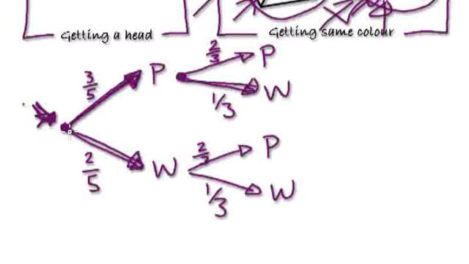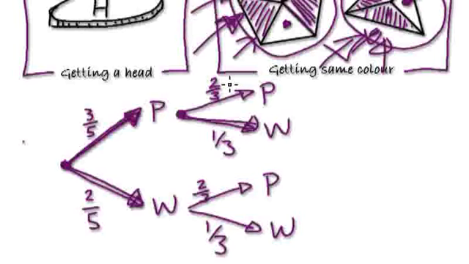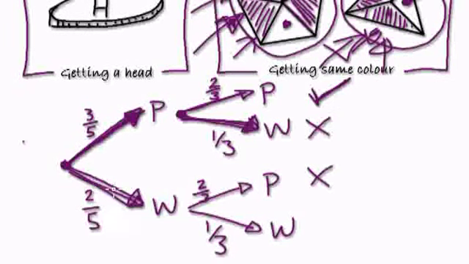So in effect, what you've got is a map of all the possible events, all the things that could happen. Now you getting the same color would be purple and purple. So this is a good outcome. A purple on the big spinner and a white on the triangular spinner is no good. A white and a purple, this is no good. A white and a white, this is good.